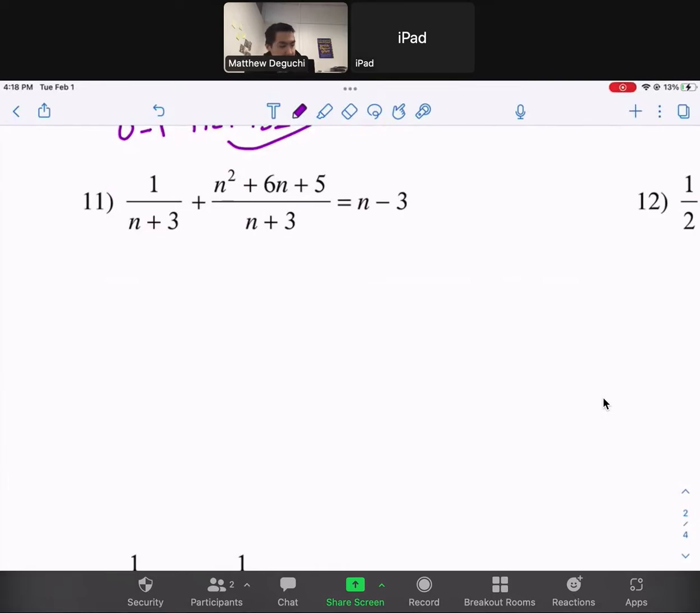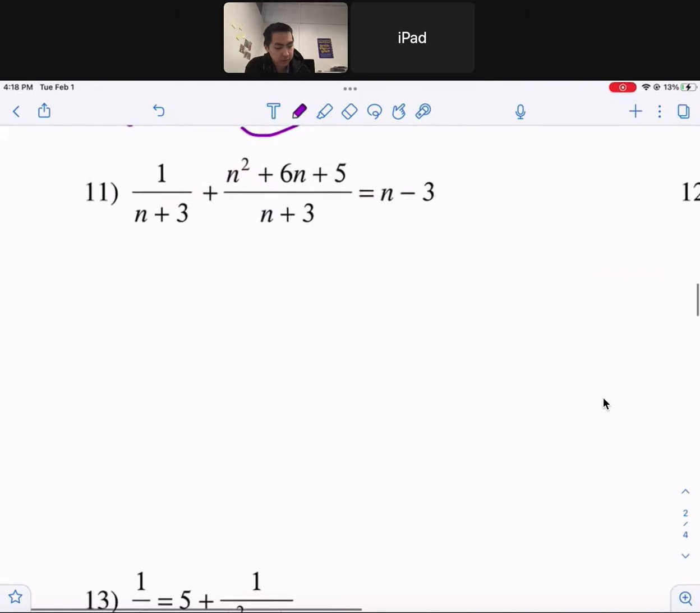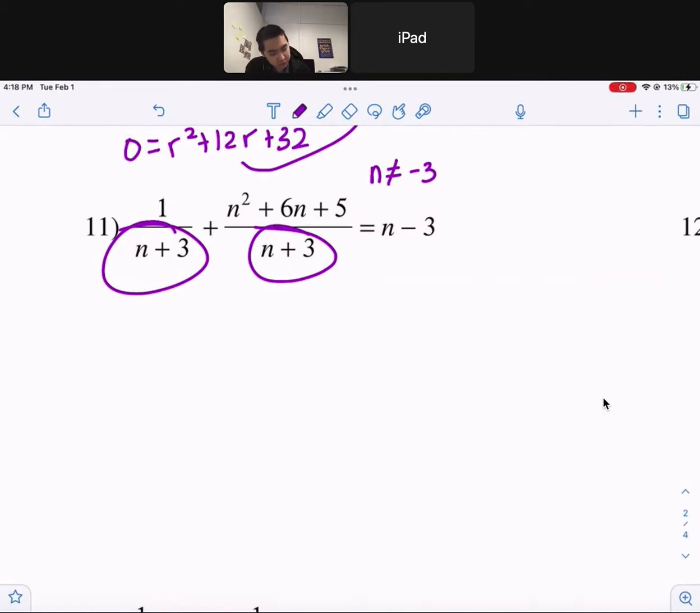Here's a continuation of your homework. Okay, 1 through 15 odd. For this one, n cannot be -3 because these are the denominators. If you plug in -3, it would be 0, which is really bad. So that's just no good.